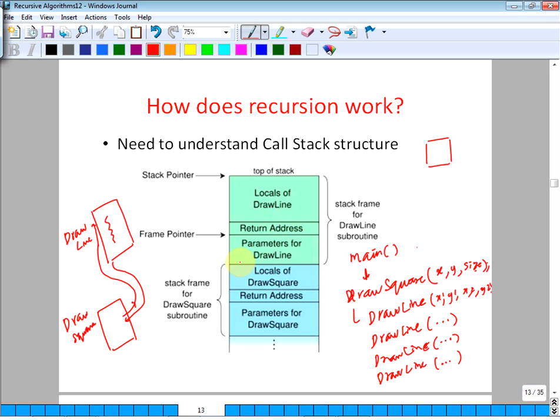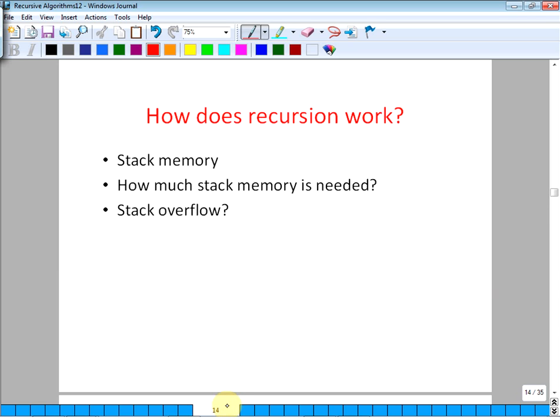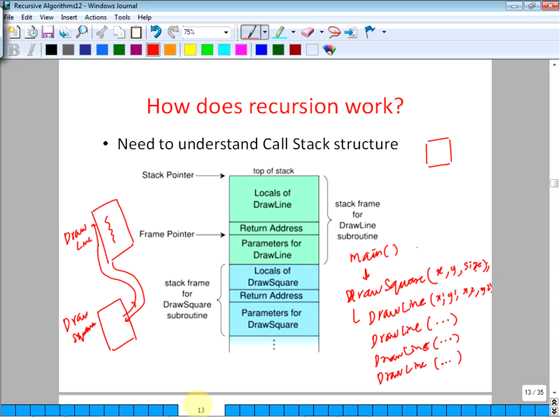After returning back, you get that value, and then the parameters are erased. That's how the stack unwinds. So this stack builds up and then it unwinds when you return back from the function that we invoked. That's how the stack memory is used for recursion. Without stack memory, we cannot really do recursion meaningfully.